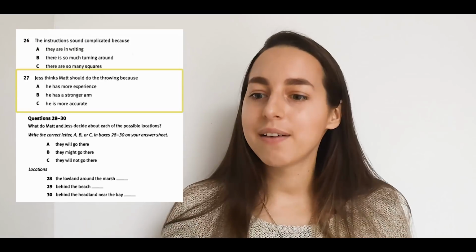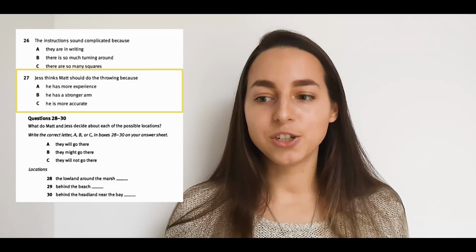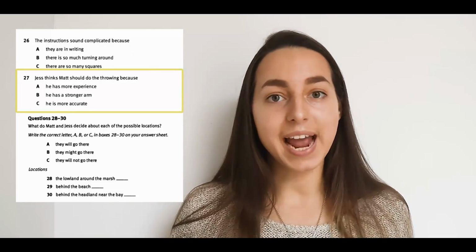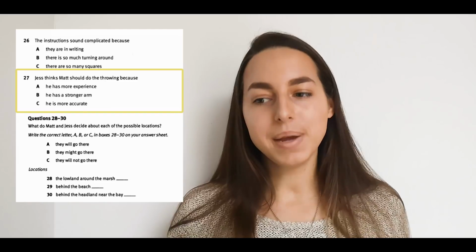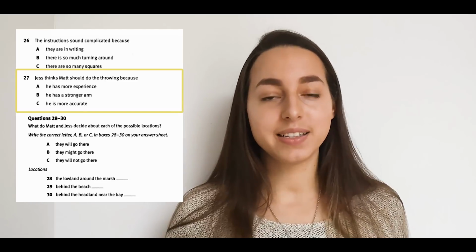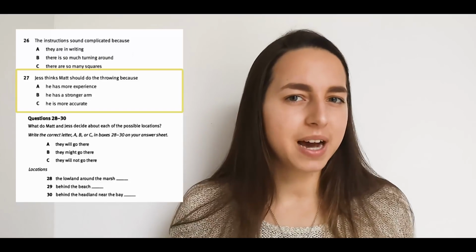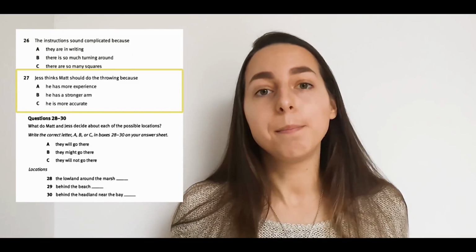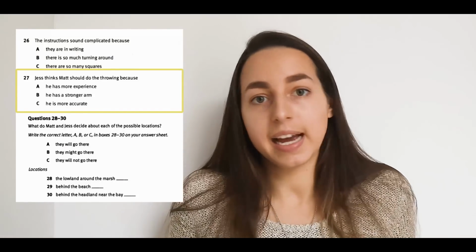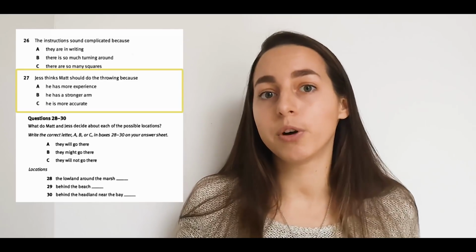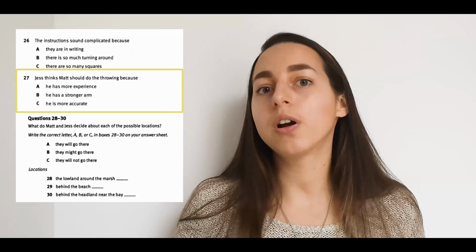Question number 27, Jess thinks Matt should do the throwing because A, he has more experience, B, he has a stronger arm, and C, he is more accurate. Here, if you think about that, actually all of them might be relevant, because indeed he can have more experience, or he can be more accurate, or he can have a stronger arm.